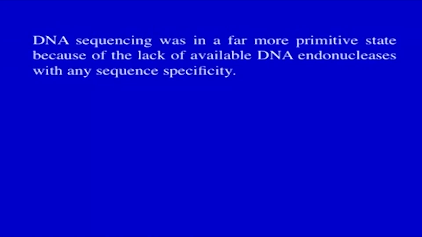Now, in contrast to RNA sequencing, DNA sequencing was in a far more primitive state because of the lack of available DNA endonucleases with any sequence specificity. The first complete genome sequence to be determined was of the gram negative bacterium Haemophilus influenzae, reported in around 1995 by Craig Venter. By 2010, the genome sequences of over 1000 prokaryotes had been reported, and many more are being determined now, as well as sequences of over 120 eukaryotes, like those of humans and many other vertebrates, insects, worms, plants and fungi.